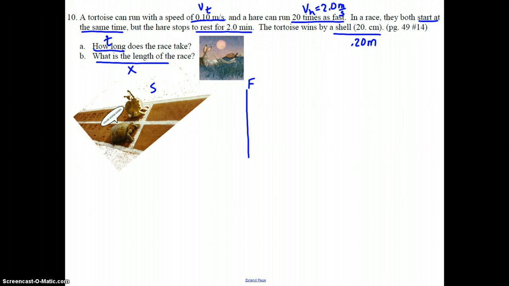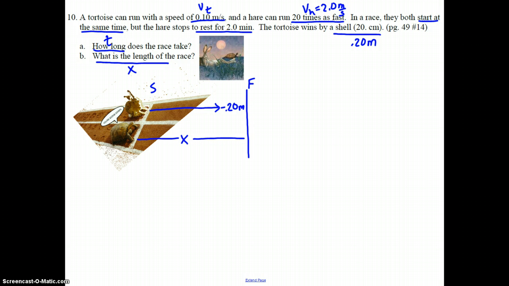And what we're going to do is, since the tortoise is in motion for the entire trip here, we're going to call that distance from beginning to end the x value. And that is, of course, the length of the race. The hare goes this far and then stops for 2 minutes. And whether or not he resumes, we don't know. But we do know that the tortoise wins by a shell, 0.20 meters.